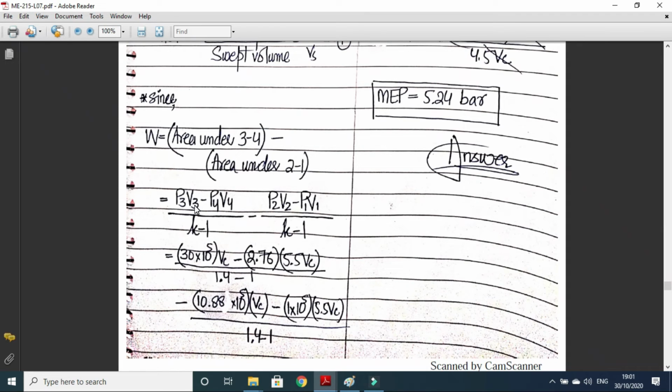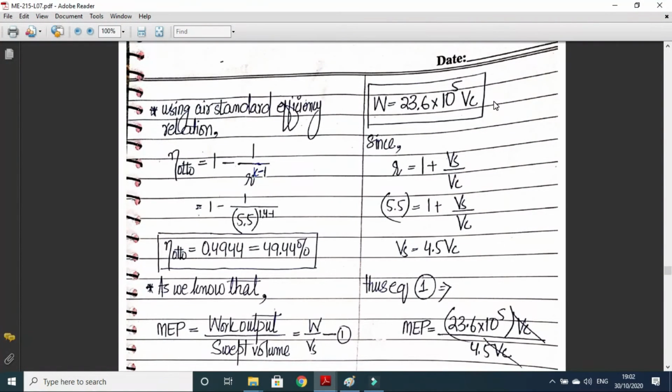So V3 is equal to V2 is equal to Vc, clearance volume, minus P4, which is 2.76 exponent 5. It's a typo error, 2.76 exponent 5 multiplied by RV2. It is written RV2 because V4 is V1, and V1 is equal to RV2. R is 5.5, so 5.5 Vc, minus P2, 10.88 exponent 5. V2 is actually Vc and V1 is equal to RV2, so 5.5 Vc. So we can calculate the work output in terms of Vc.